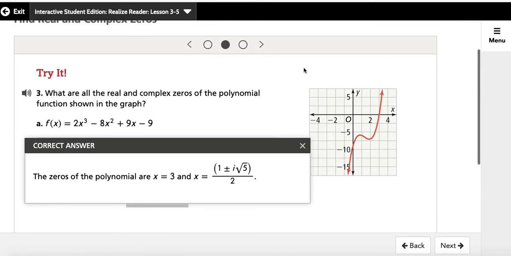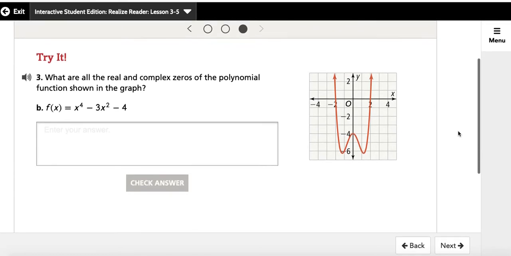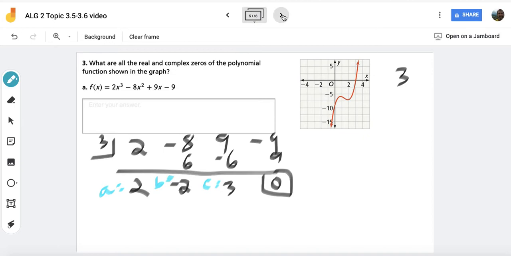They give us another one to try. This one here is a quartic function. It's got a power of 4, but I can see only 2 of the zeros. I don't know what the other 2 zeros are, but it looks like negative 2 and 2 are 2 of the zeros, so I'm going to use that. We haven't had a quartic yet, so you may want to watch me do it.